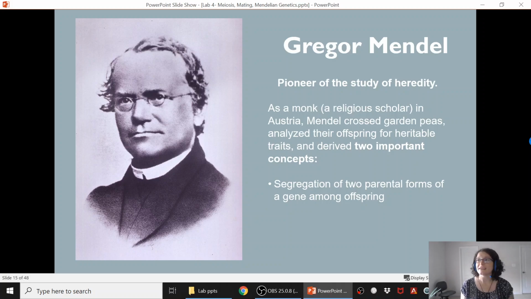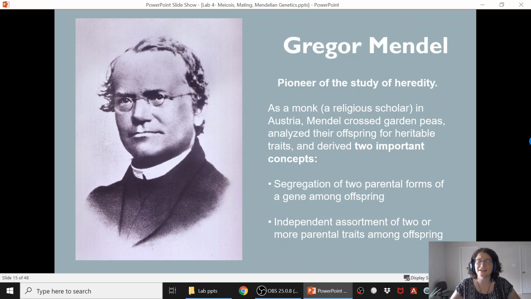So it was shortly after Darwin went on his trip, so they didn't really correspond with each other. He also identified the independent assortment of 2 or more parental traits among offspring.